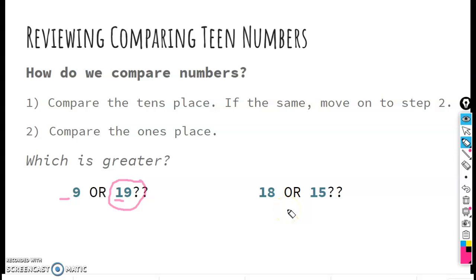On this problem, though, 18 or 15, which one is greater? If I first look at the tens, I notice there's 1 ten in 18, and also 1 ten in 15.